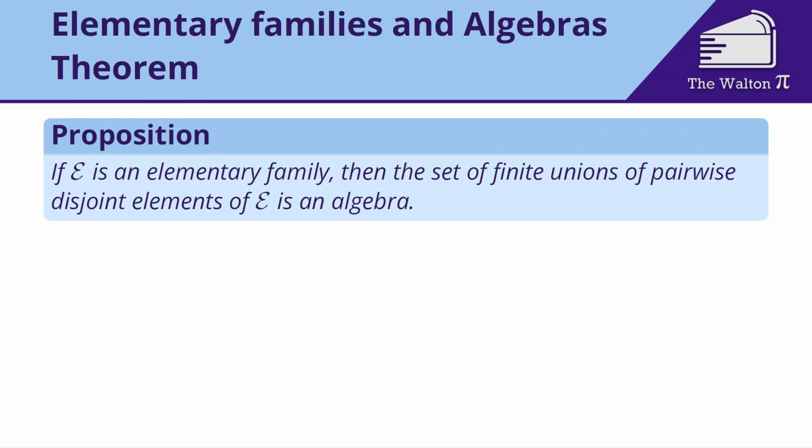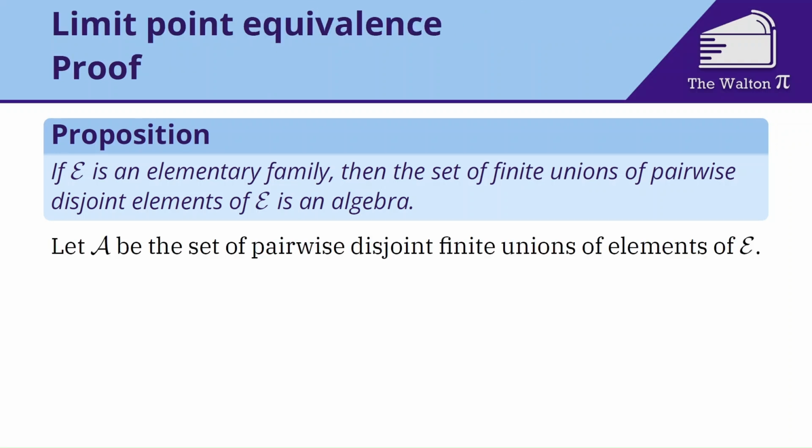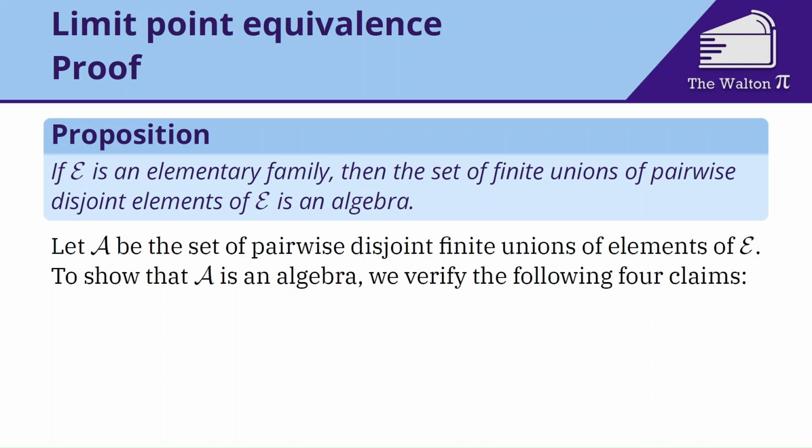So let's talk about a couple properties that elementary families have. If E is an elementary family, then the set of all finite unions of pairwise disjoint elements of E is going to be an algebra. Okay, so let's go through and prove that. Let A be the set of all pairwise disjoint finite unions of elements of E. So the thing that we think is going to be an algebra, we're going to now show that this is in fact an algebra. To see it's an algebra, we're going to verify 4 claims.